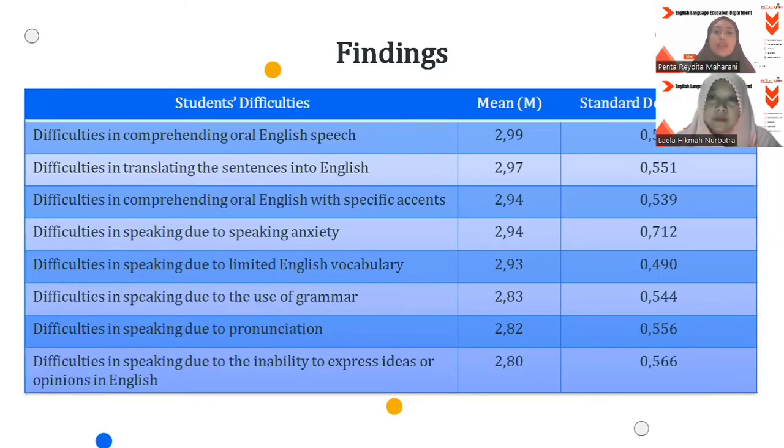So the next is findings. In this study, we found that the students faced 8 difficulties in using English as their oral communication. The first one is difficulties in comprehending oral English speech, difficulties in translating sentences into English, difficulties in comprehending oral English with specific accents, difficulties in speaking due to speaking anxiety, difficulties in speaking due to limited English vocabulary, difficulties in speaking due to the use of grammar, difficulties in speaking due to pronunciation, and also difficulties in English due to the inability to express ideas or opinions in English.